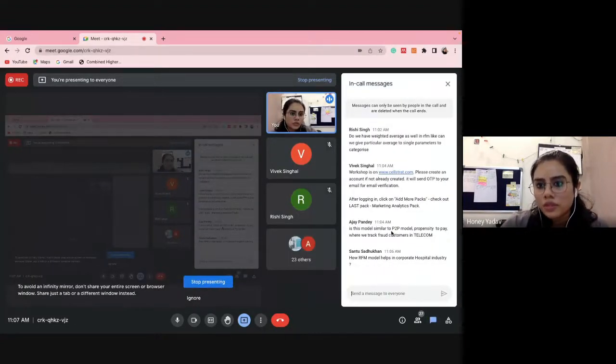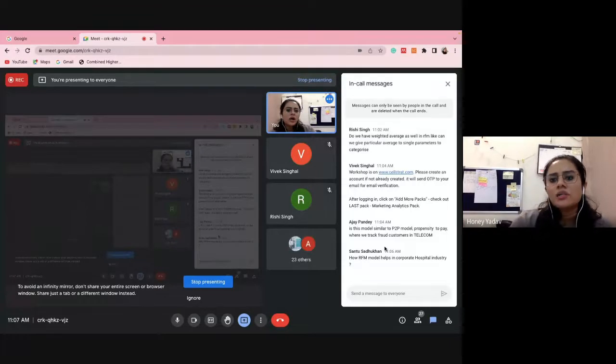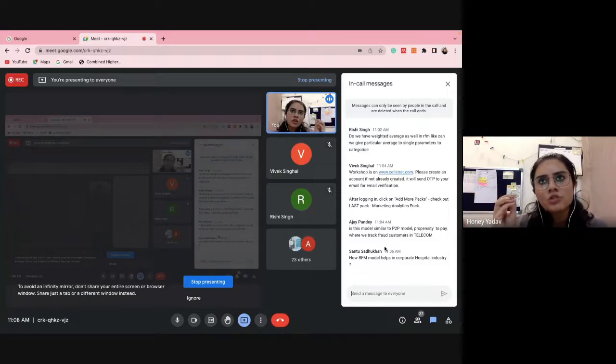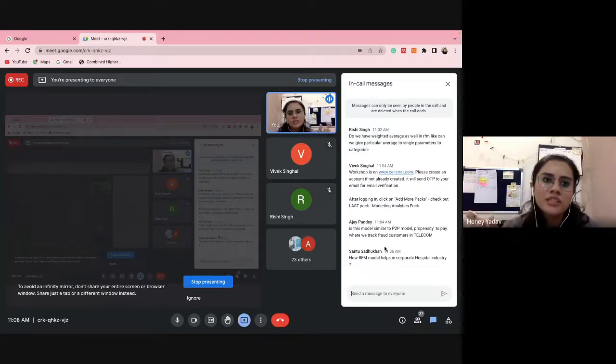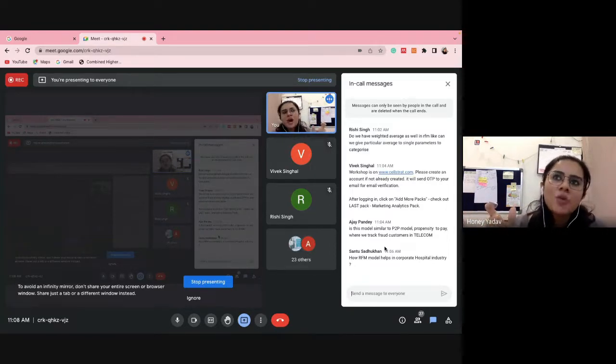Is this model similar to the P2B model, propensity to pay, where we track fraud customers in telecom? When we track fraud customers in telecom, we are trying to figure out the fraudulent part of your customers, which has very different characteristics. The fraudulent part is where the customer is lying to you. You will try to find out how many complaints the customer is making and how many times it has been genuine over time.